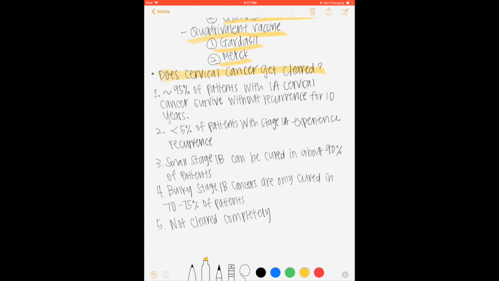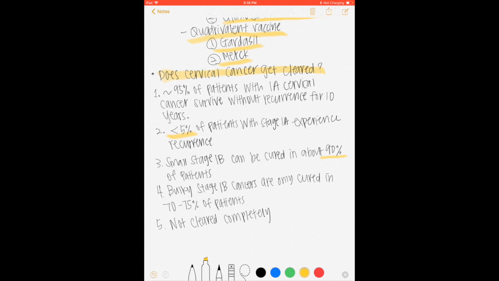Approximately 95% of patients with stage IA cervical cancer survive without evidence of cancer recurrence 10 years after surgery or radiation therapy. Less than 5% of patients with stage IA cervical cancer experience recurrence. And small stage IB cervical cancers can be successfully cured with hysterectomy or radiation therapy in approximately 90% of patients.